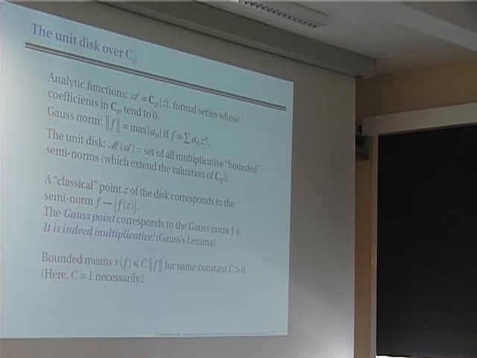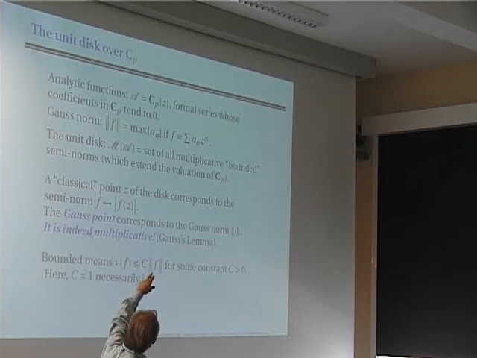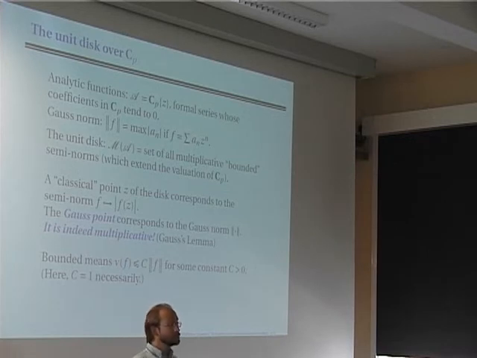So I want to describe in a bit more detail the unit disk over CP. In any theory of analytic functions over a disk, one knows what such a function is. It has to be an analytic function on the disk, a power series which converges on the disk. So the functions on the disk are the set of formal power series whose coefficients in CP go to 0. It's a closed unit disk, yeah.